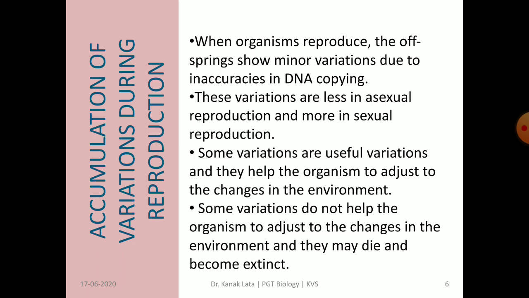Now the next topic is about accumulation of variations during reproduction. It means how variations occur. During reproduction, variations occur due to inaccuracies while copying DNA. These variations are more in sexual reproduction and less in asexual reproduction. As in asexual reproduction, one parent is involved, whereas in sexual reproduction, two parents of opposite sexes are involved.